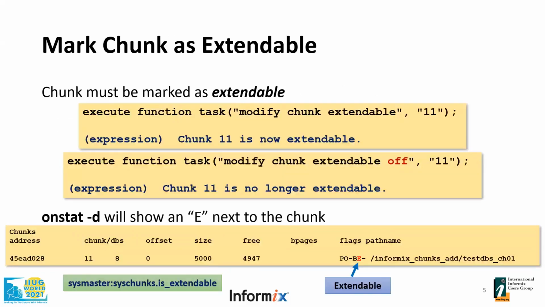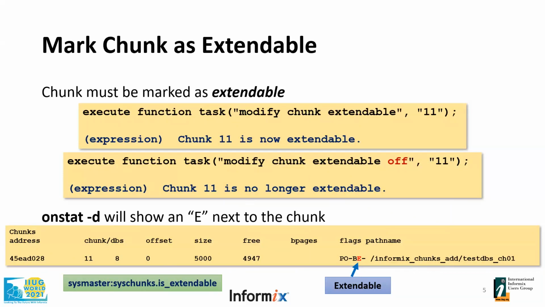So first thing to do is we need to mark our chunks that we want to be able to extend. And we do this together with many of the things that I'll be presenting today with the sysadmin API. And so we call execute function task. And then depending what we pass it, we can implement the different features. So here, we're just going to call that task with modify chunk extendable. And we pass it the chunk number that we want to extend.